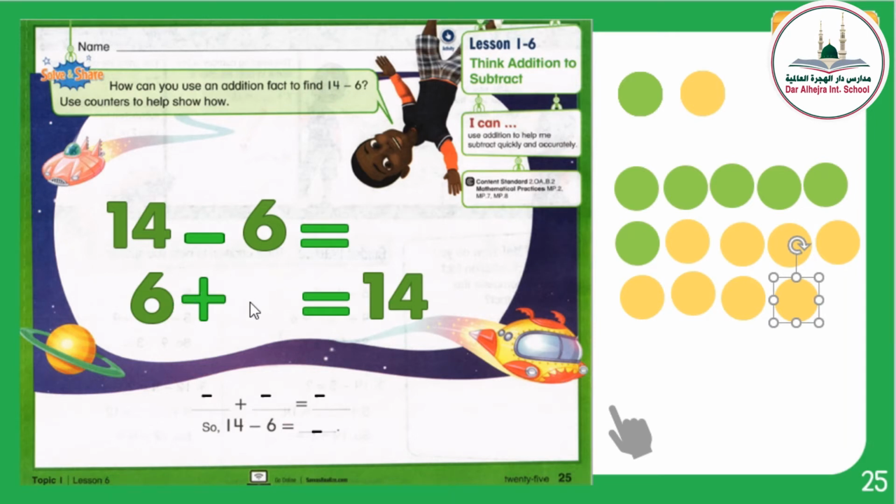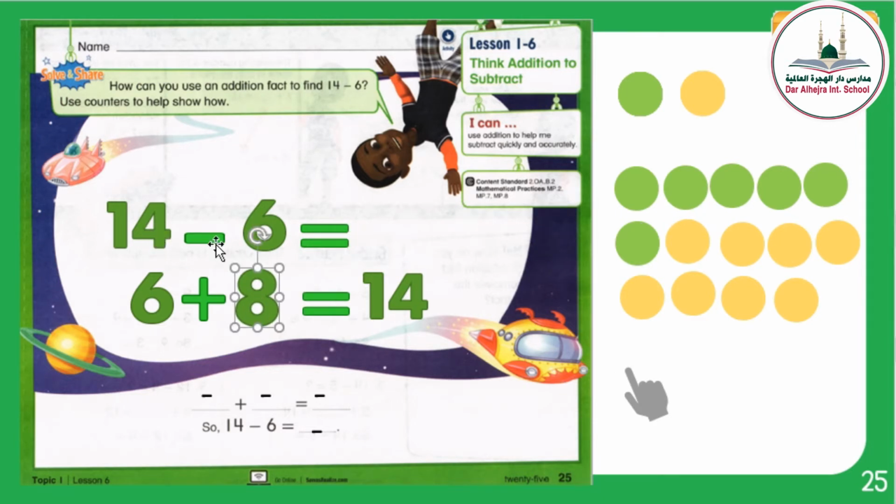What I want to know is the missing number. How many shall I add to 6 to get a total of 14? I can count from here. 1, 2, 3, 4, 5, 6, 7, 8. Aha! So that means the missing number is 8.